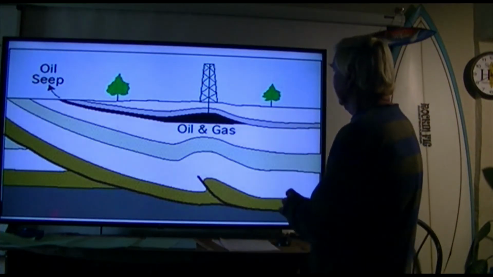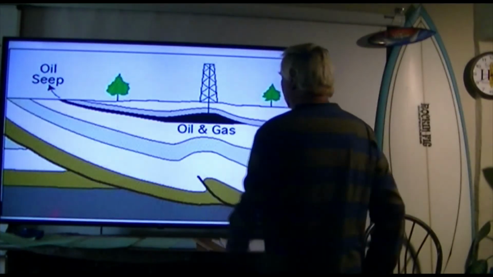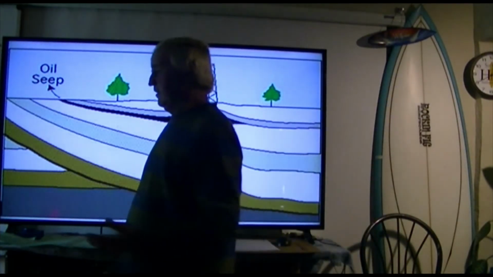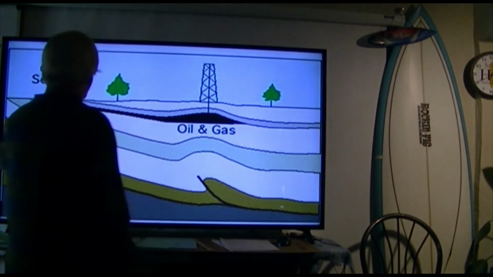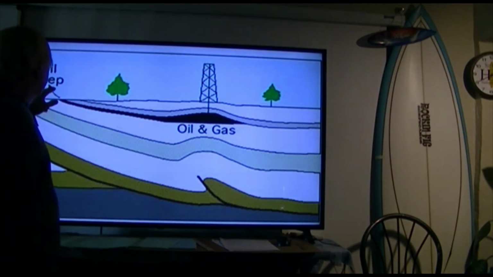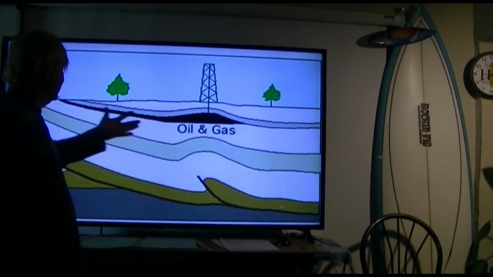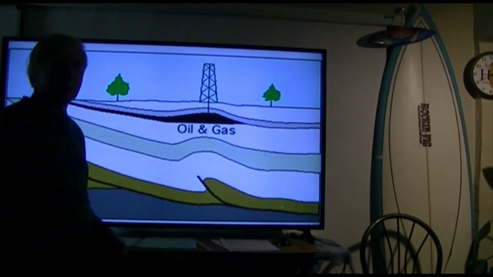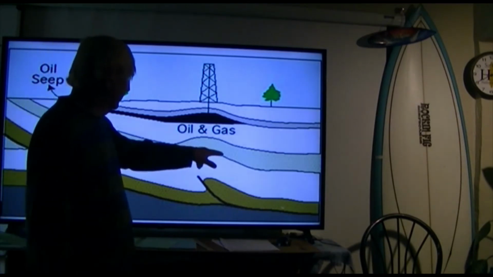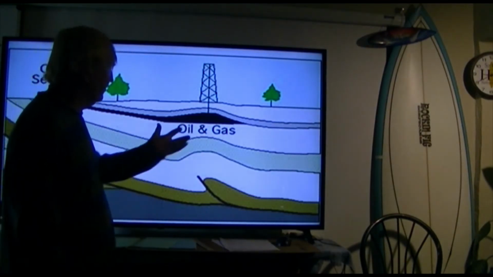So oil is found in these upfolded rocks, anticlines. When they discovered oil on Huntington Beach, it was literally coming out of the ground in natural oil seeps. And those natural oil seeps are where the pressure of the oil is escaping through the sedimentary layers. So we are looking to drill at the top of the anticlines. That's where we're going to find the oil.